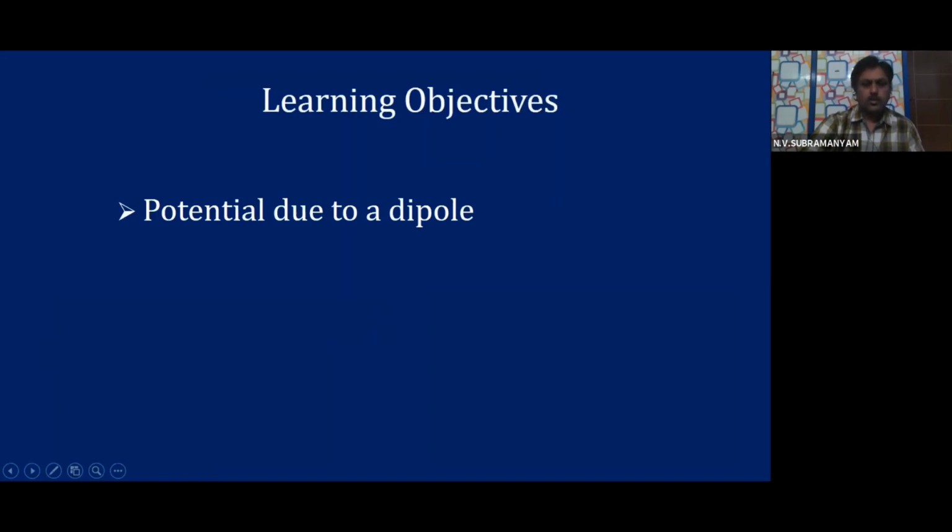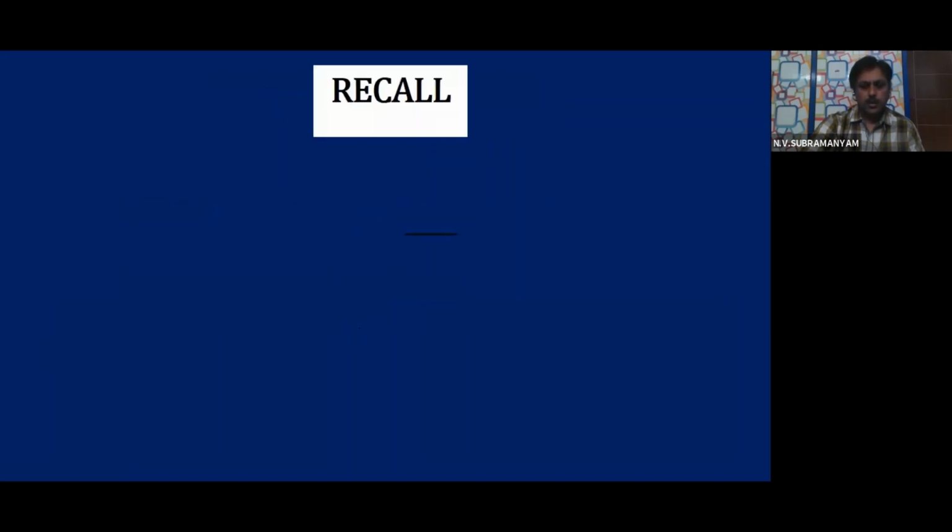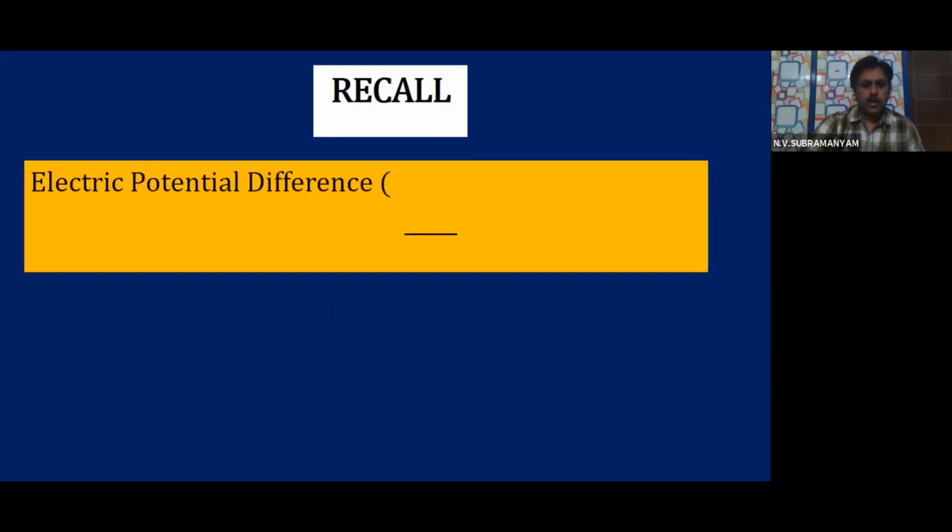The learning objectives for this lesson: we will learn about potential due to a dipole, and then we will also learn about equipotential surfaces. Let us recall some information from our earlier webinar session. Electric potential difference, Vp minus Vr, is equal to the work done to move the charge from R to P divided by Q.